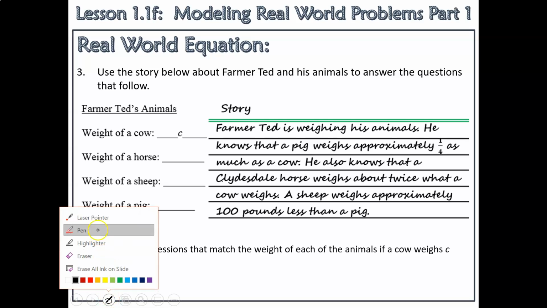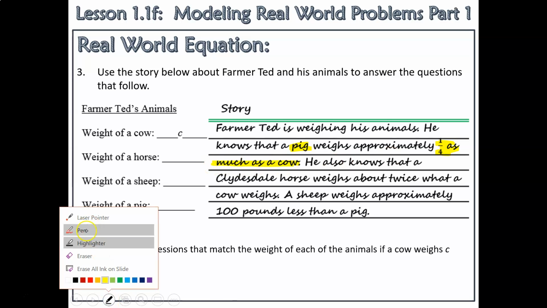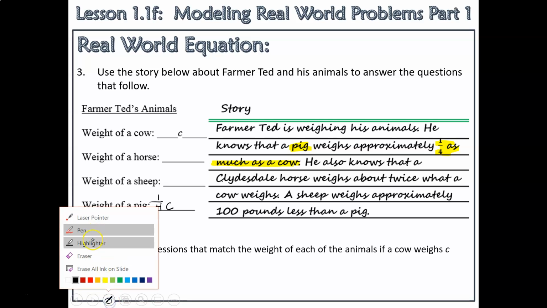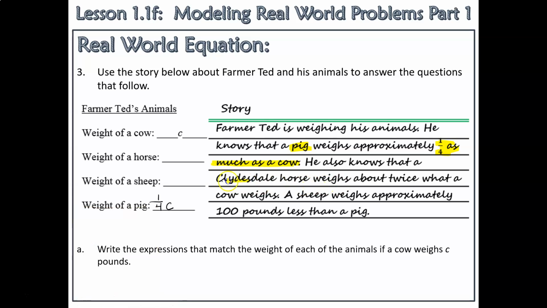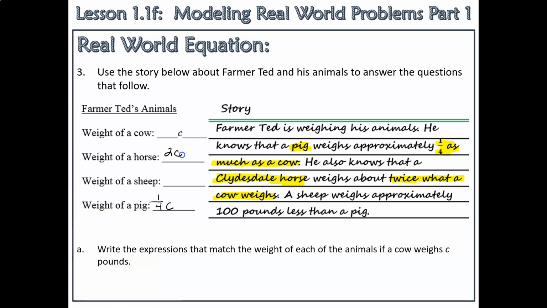So let's go to the horse. Oh no, let's do the pig. Let's go in order. The pig is 1/4 as much as the cow. So the pig's way down on the bottom of the list there. So he's 1/4 what the cow weighs. The Clydesdale, which is a type of horse, weighs twice what a cow weighs. Like I said, that's a big horse. So that's 2 times what the cow weighs.